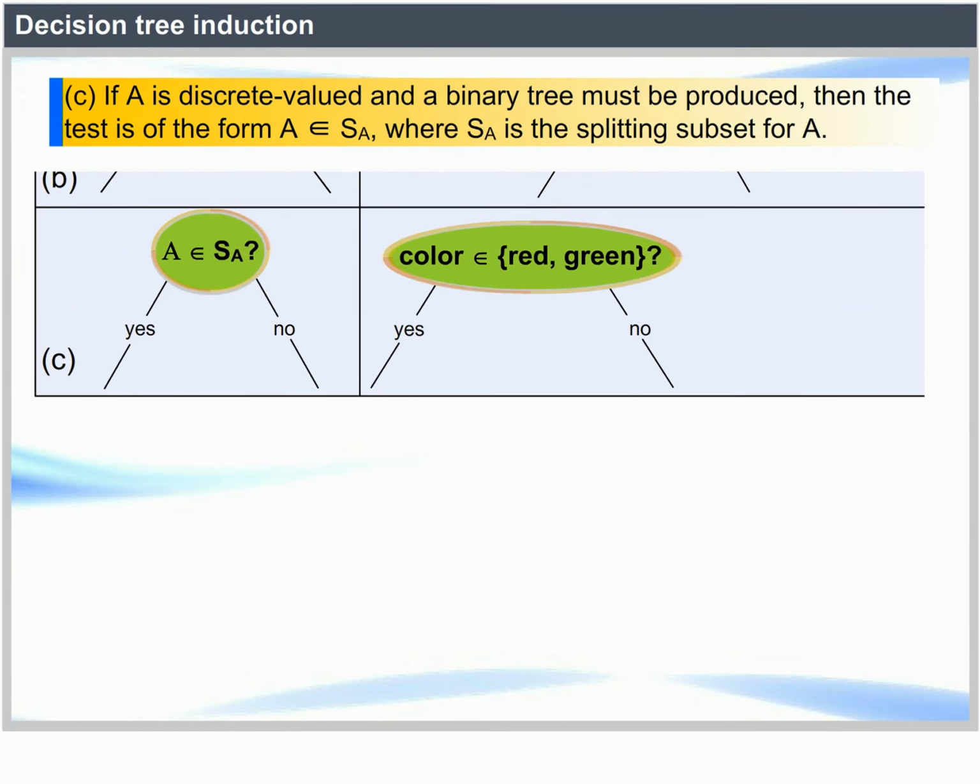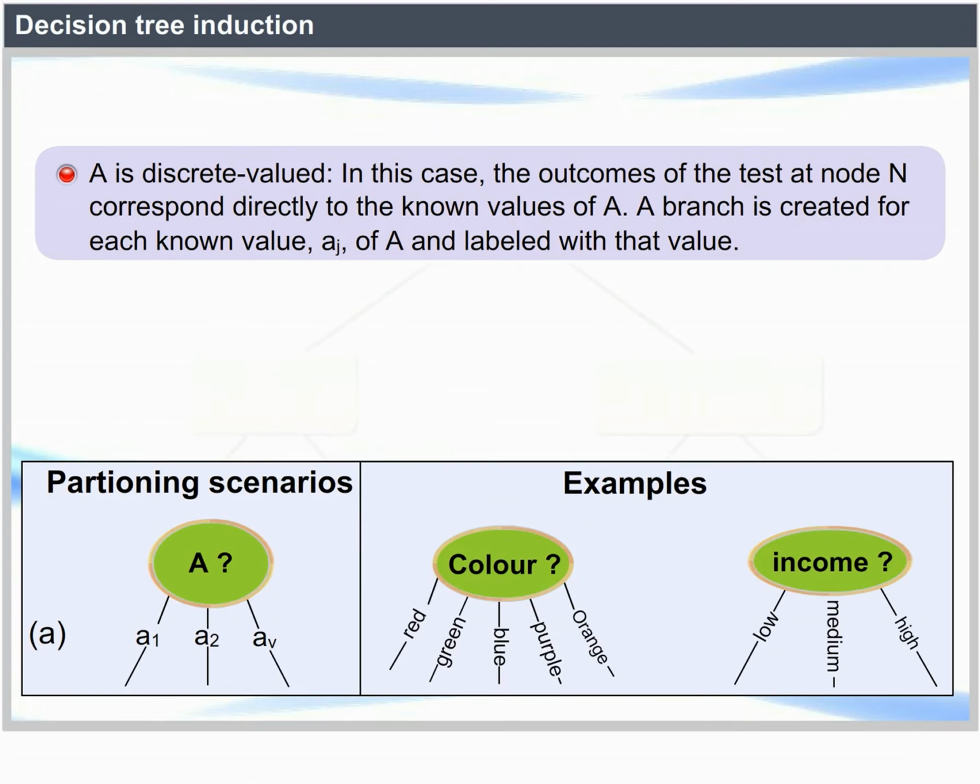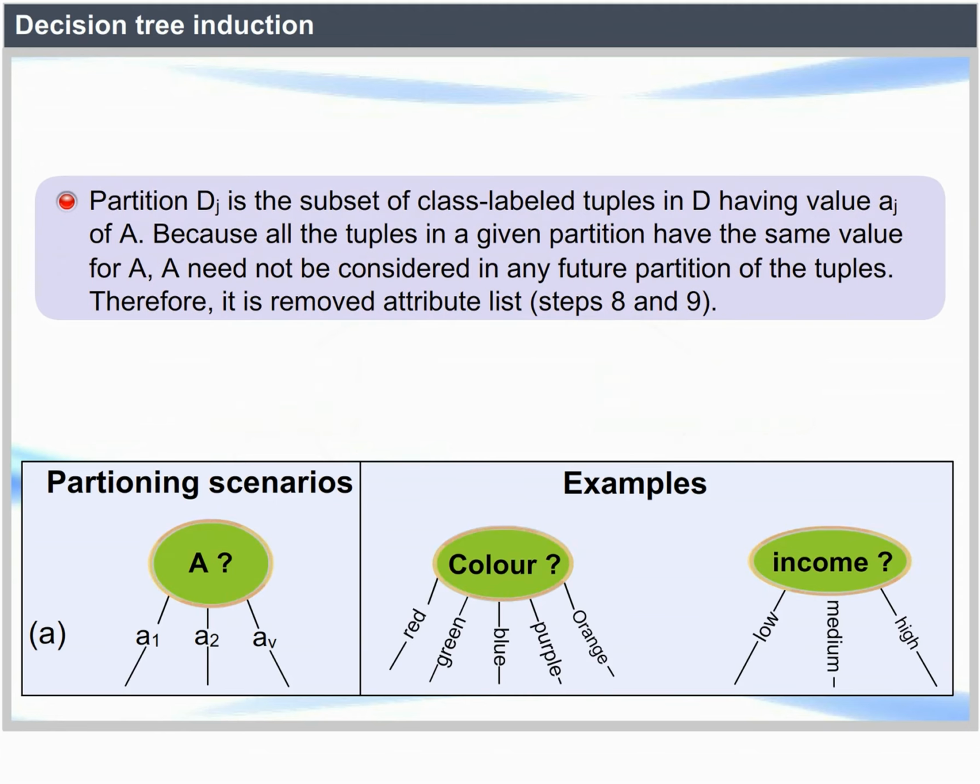If A is discrete valued and a binary tree must be produced, then the test is of the form A belongs to SA, where SA is the splitting subset for A. A is discrete valued. In this case, the outcomes of the test at node n correspond directly to the known values of A. A branch is created for each known value Aj of A and labeled with that value. Partition Dj is a subset of class-labeled tuples in D having value Aj of A. Because all the tuples in a given partition have the same value for A, A need not be considered in any future partitioning of the tuples. Therefore, it is removed from attribute list.